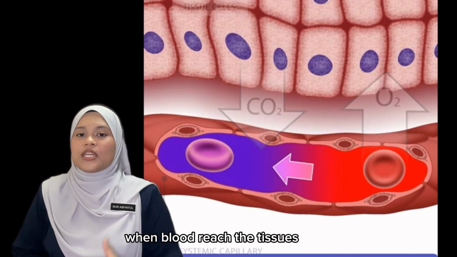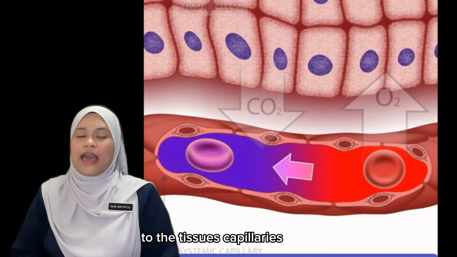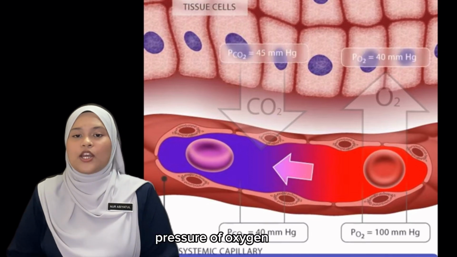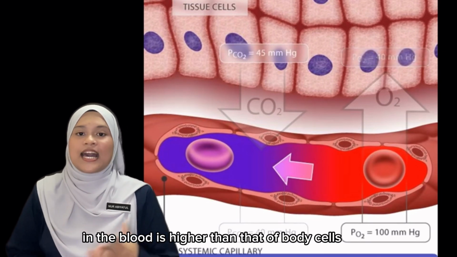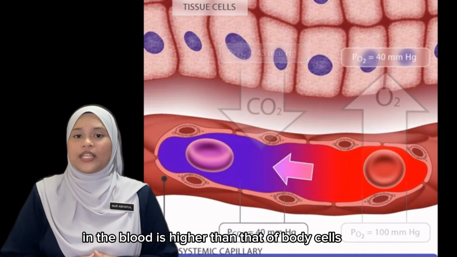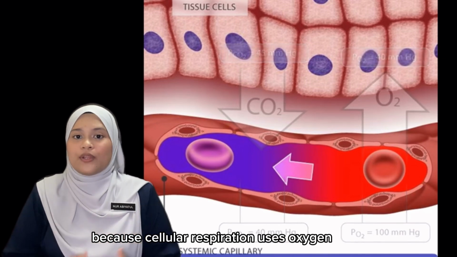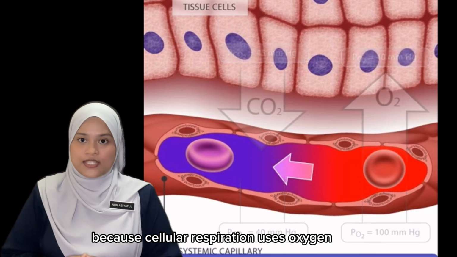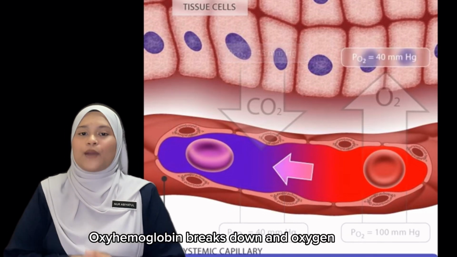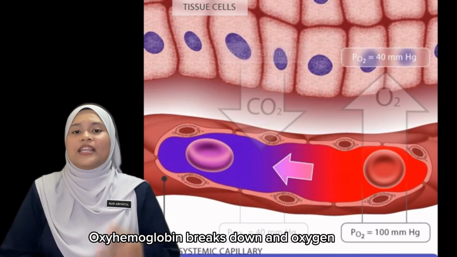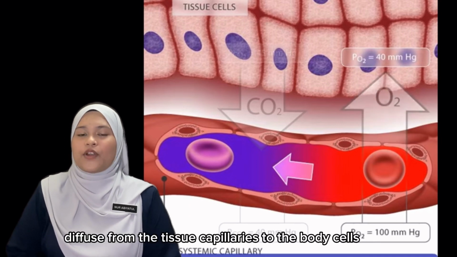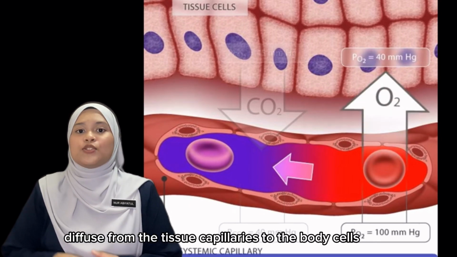When blood reaches the tissues through the tissue capillaries, the partial pressure of oxygen in the blood is higher than that of body cells because cellular respiration uses oxygen. Oxyhemoglobin breaks down and oxygen diffuses from the tissue capillaries to the body cells.